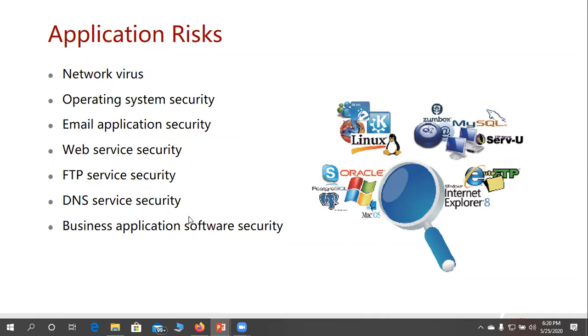Of course, we use DNS a lot. Therefore, it is a target for hackers to use either to bring malware into your organization or to steal information from the organization. That's why now we have what is known as DNS over HTTPS. And then we have business application software security.